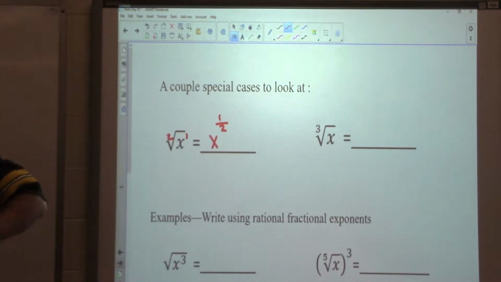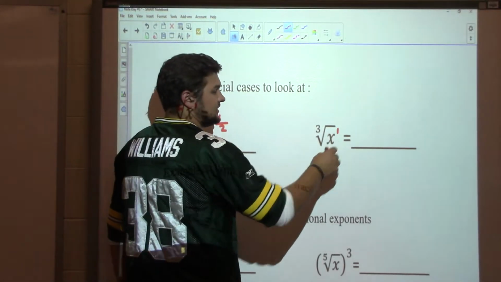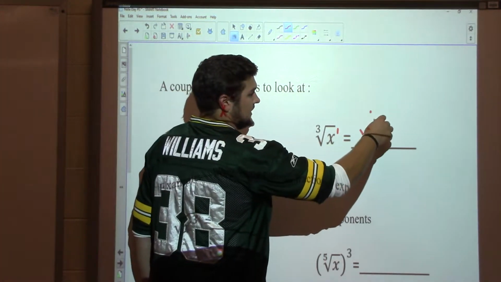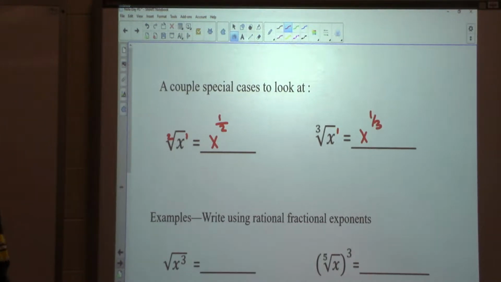So it's a special case because it's missing the actual numbers. Just like the second one, it's the third root of x. Well, that's x to the first, so x to the 1/3. Careful, don't say x to the third, that means x to the third power. X to the 1/3. Okay. Any questions about the special cases?